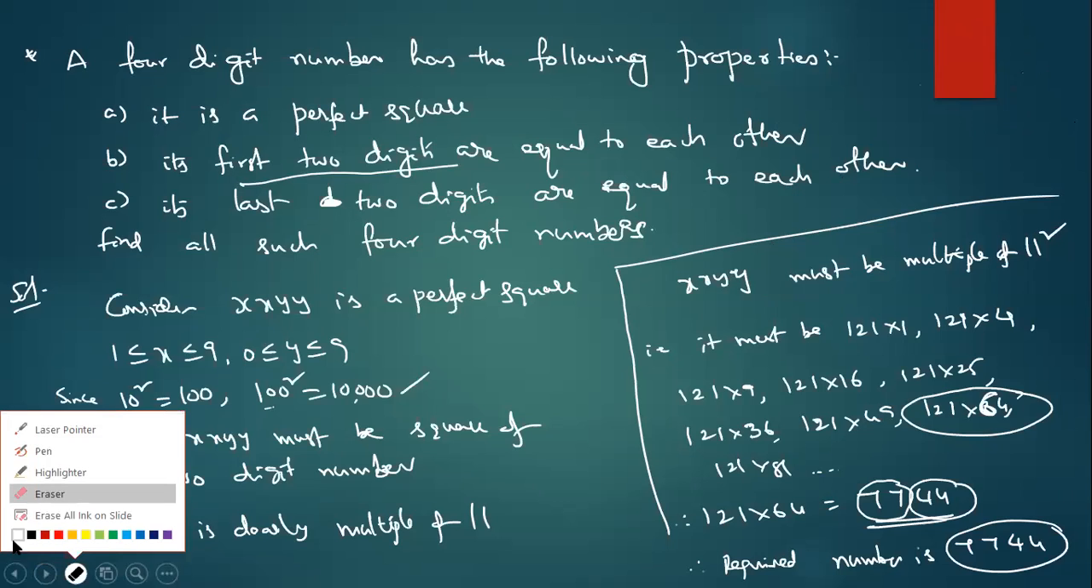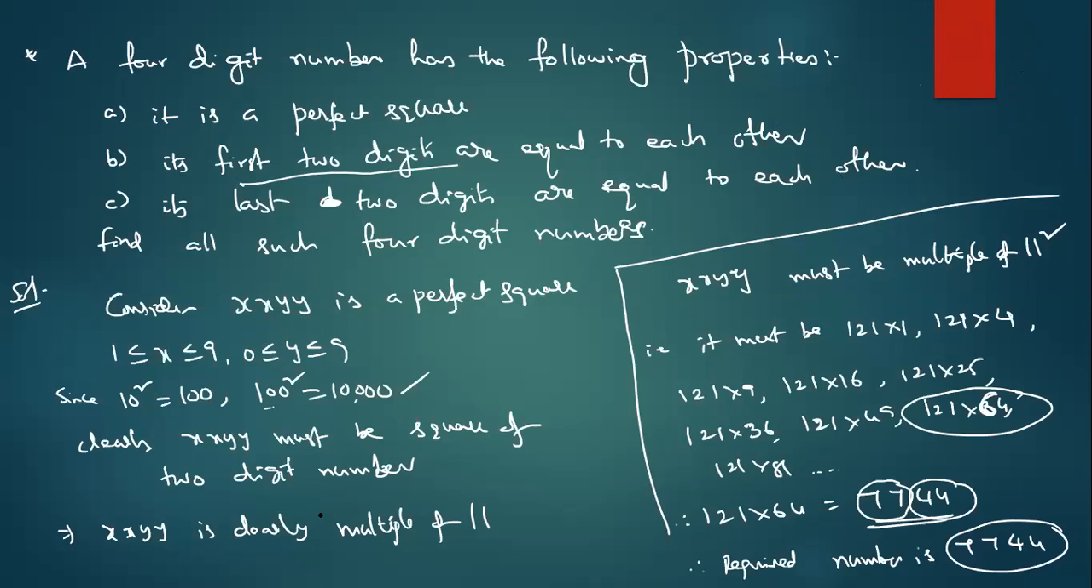Sir, how did you say that XXYY is divisible by 11? That's why I'm saying this is a 4 digit number, but actually both are same. See, what is the position? 1, 2, 3, 4. Good question. Now tell me, what are the sum of the digits in even places? X plus Y minus X plus Y. That is the answer.